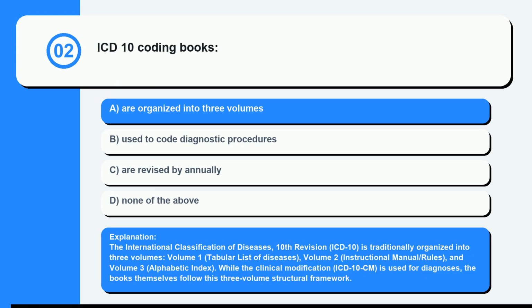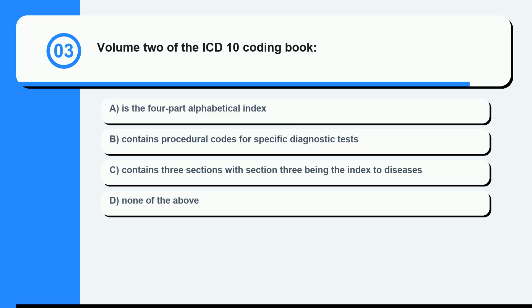Are organized into 3 volumes. The International Classification of Diseases, 10th revision, ICD-10, is traditionally organized into 3 volumes. Volume 1, Tabular List of Diseases. Volume 2, Instructional Manual/Rules. And Volume 3, Alphabetic Index. While the clinical modification, ICD-10-CM, is used for diagnoses, the books themselves follow this 3-volume structural framework.